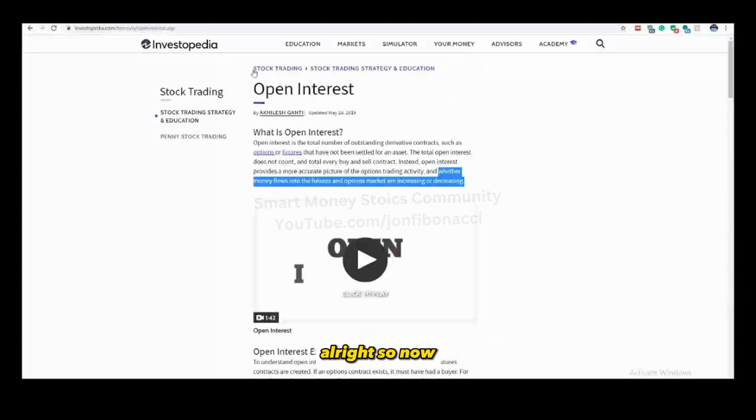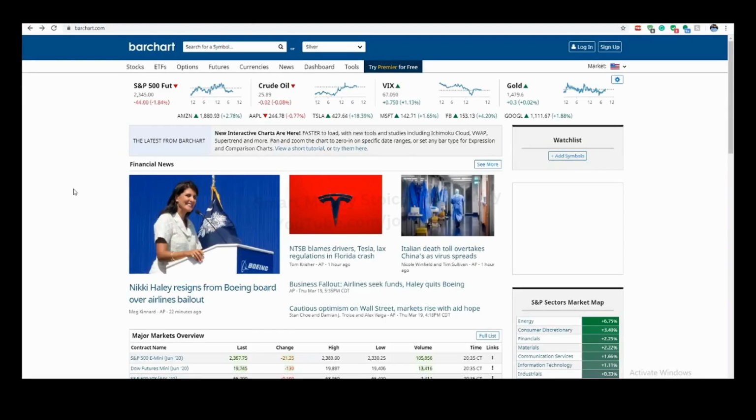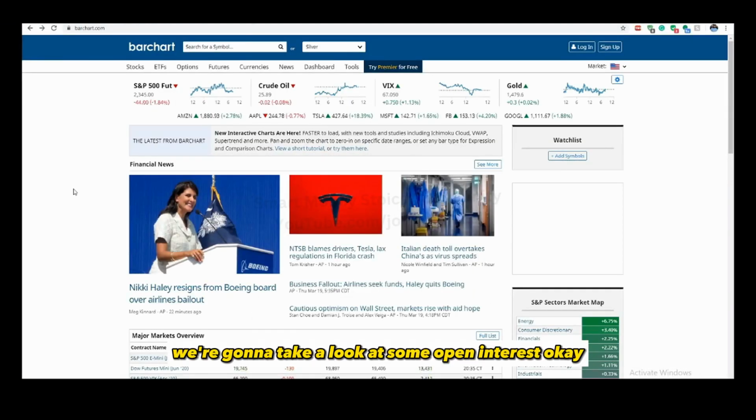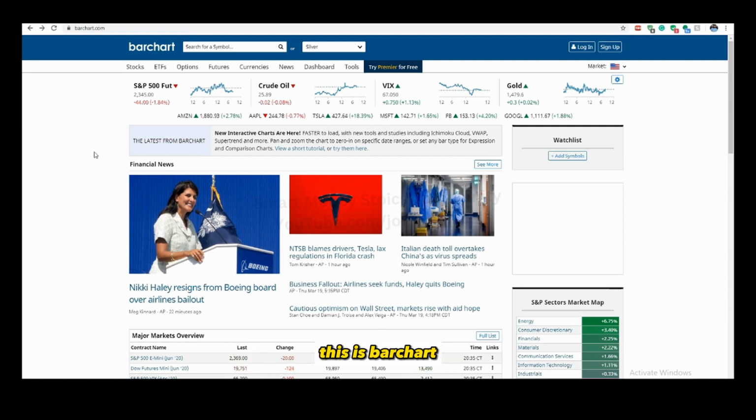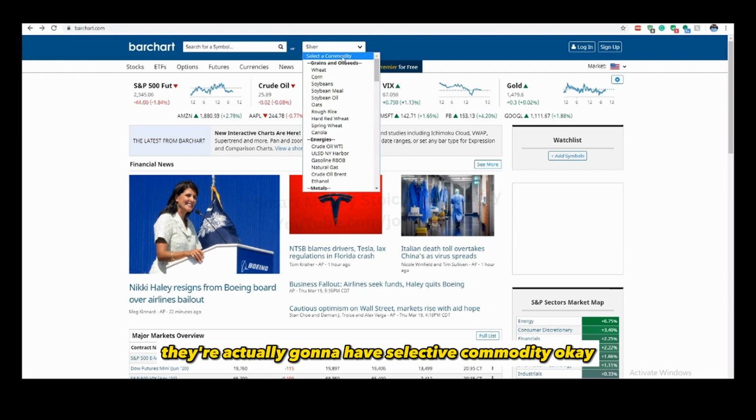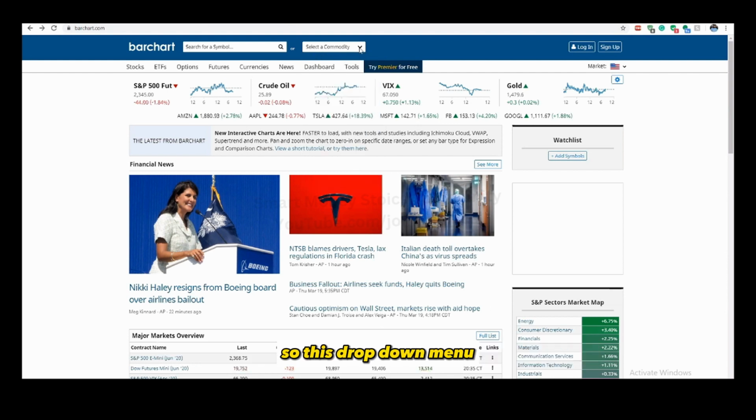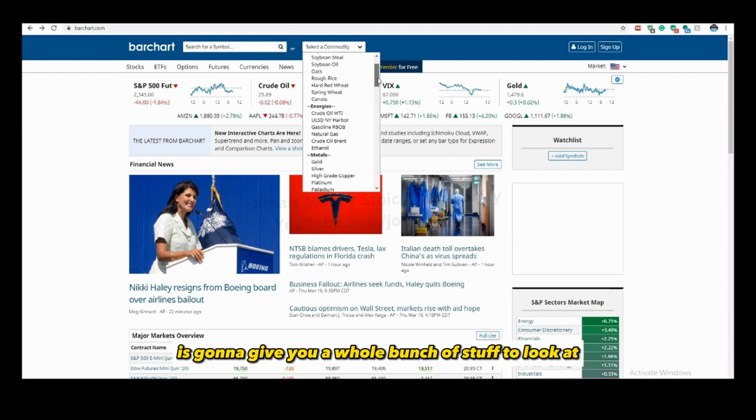All right. So now we're going to take a look at some open interest. Okay. So the way that I do it, and it's totally free, and you could probably get it on TradingView or another website. I don't know what you guys use. Okay. But personally, this is how I do it. So I'm going to walk you through it. This is barchart.com, very easy. At the top, right here in the middle, they're actually going to have select a commodity. Okay. So this drop down menu is going to give you a whole bunch of stuff to look at.